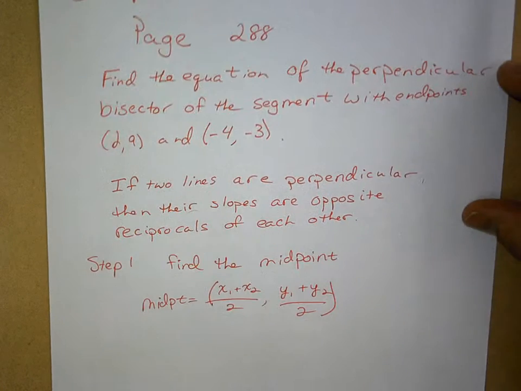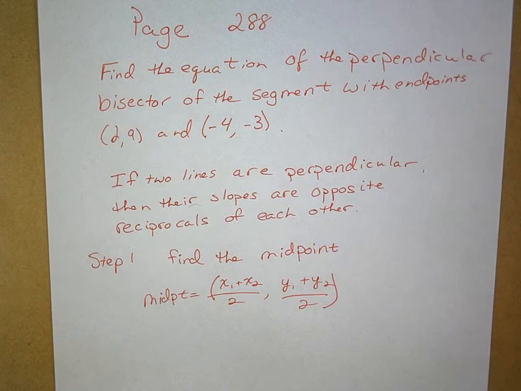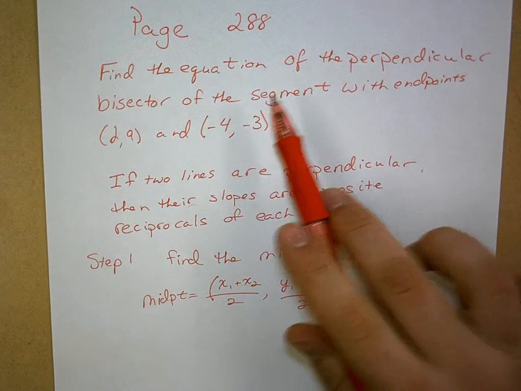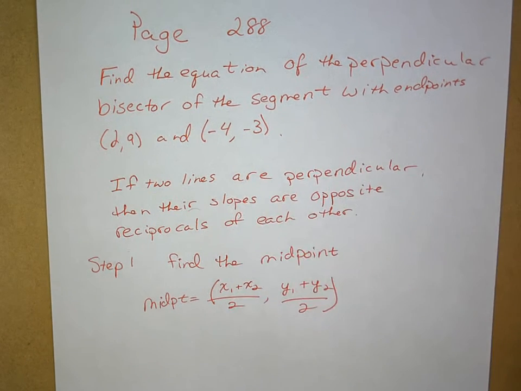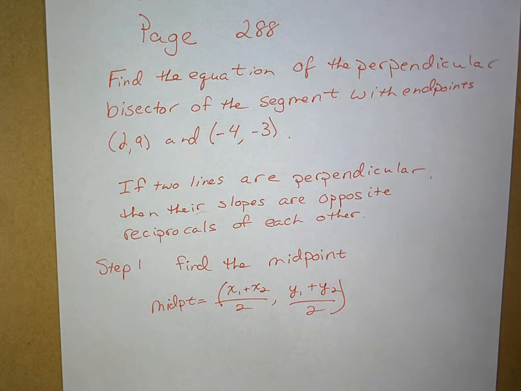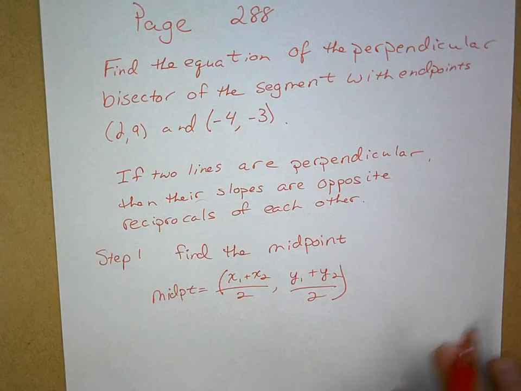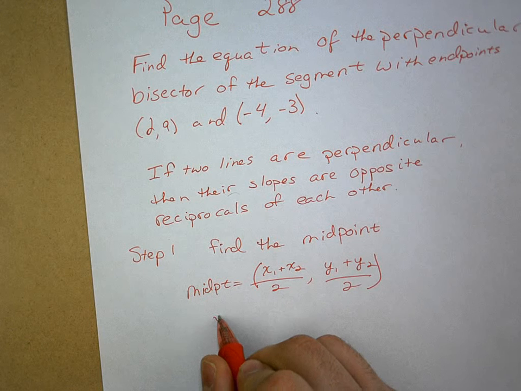So, step one for this problem, we're going to find the midpoint. We're finding the midpoint because we're finding the equation of the perpendicular bisector. Bisector goes through a segment's midpoint. So let's find the midpoint first. We have our midpoint formula. Let's list what we have.